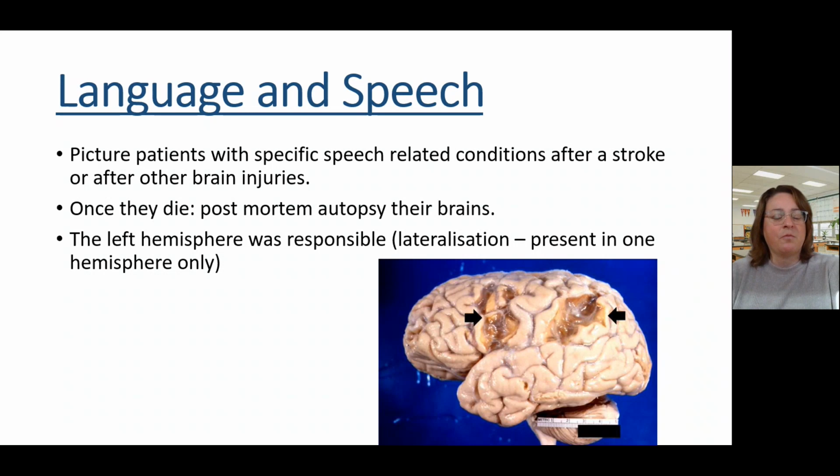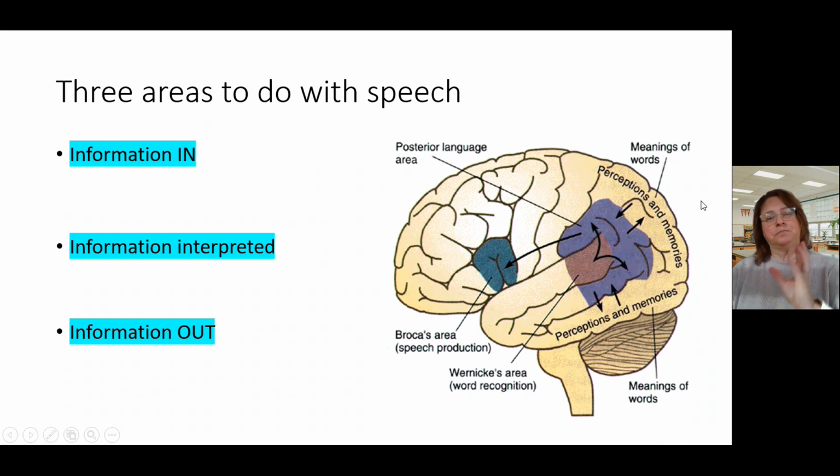a record of that, and then once they have passed away, or with obviously imaging techniques, you can see which areas of the brain were actually affected by their strokes and died off, and therefore such and such a process no longer happened. We've got a lot of evidence of that left hemisphere being responsible, that lateralization, that only one hemisphere is responsible for speech and language.